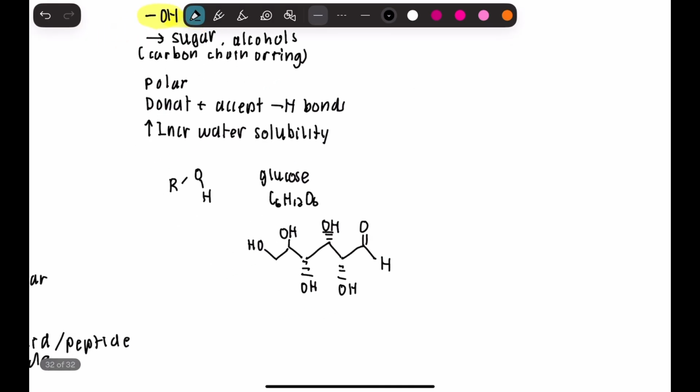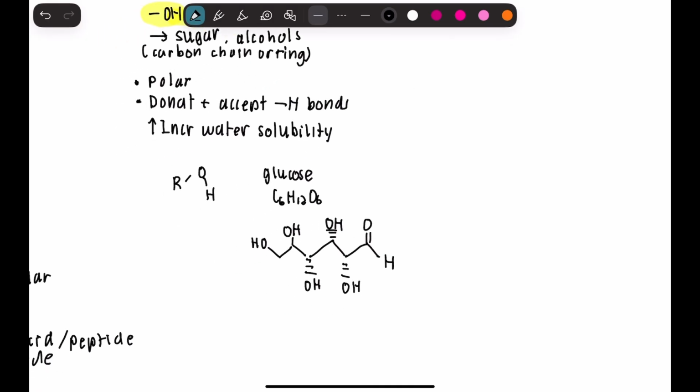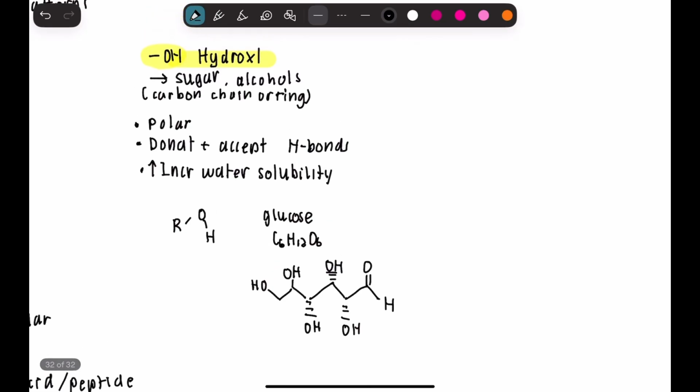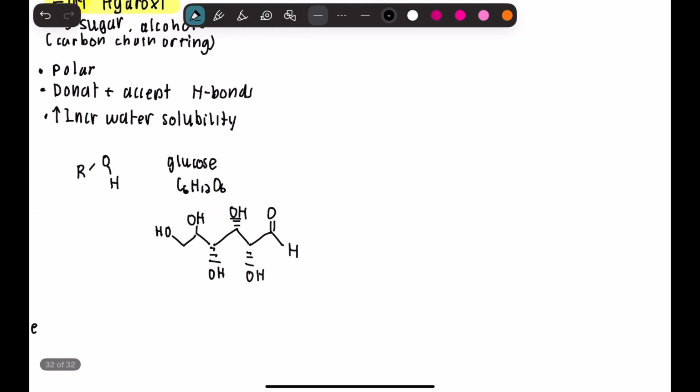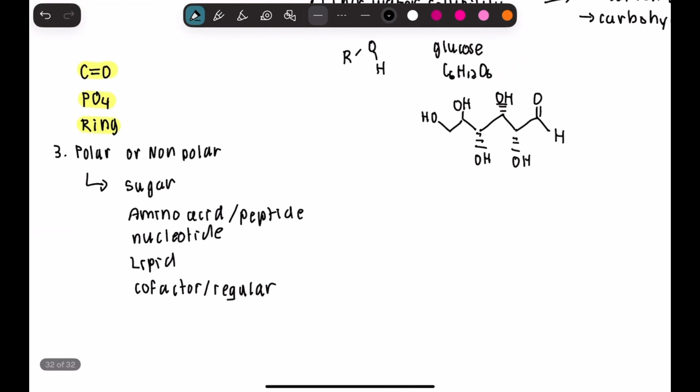Some of the properties are that they're polar, they can donate and accept H bonds, and they increase water solubility. So if you see many OH groups, it's going to be sugar-like. If you see many OH groups on a carbon chain or a ring, then think it's a carbohydrate.